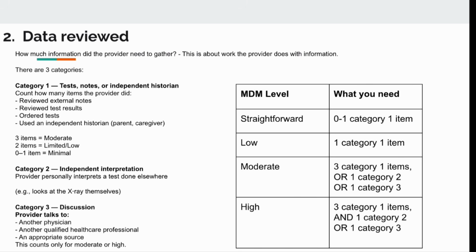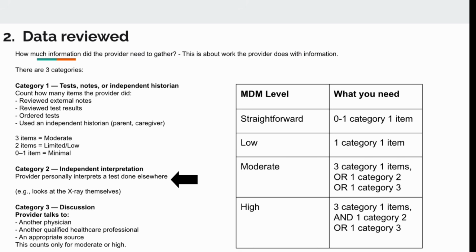There are three categories. So category 1: tests, notes, or independent historian. Count how many items the provider did. Whether he reviewed external notes, reviewed test results, ordered a test, or used an independent historian, for example, a parent or a caregiver of the patient. Okay. So here, if there are 3 items, it is moderate. If there are 2 items, it is limited or low. And if there is 0 to 1 item, it is minimal. I will explain this using the table for the data reviewed. Okay.